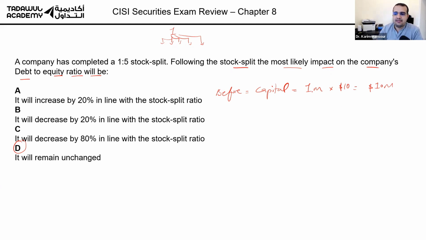So you made a split. These 1 million shares were split into 5. So after the split, your capital is going to be the same. You now have 5 million shares, but each share is now valued at $2. So your capital is $10 million. There is no change to equity. There is no change to debt. So your debt to equity ratio before and after the split is the same.